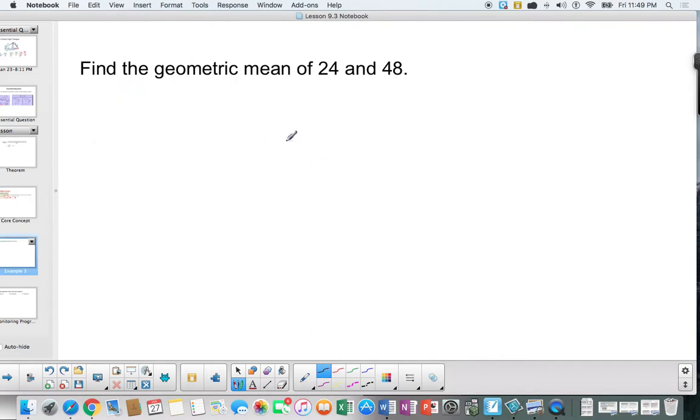So we would like to find the geometric mean. I'm going to call this x and x. A geometric mean is always the same number along the diagonal, and this is going to be 24 and 48. I'm going to cross multiply. 24 times 48 is equal to x squared. Take the square root of both sides.